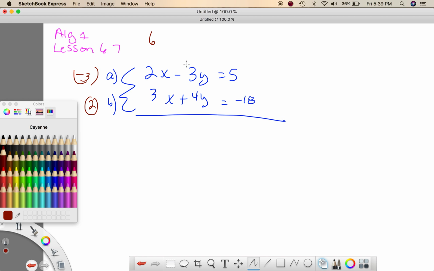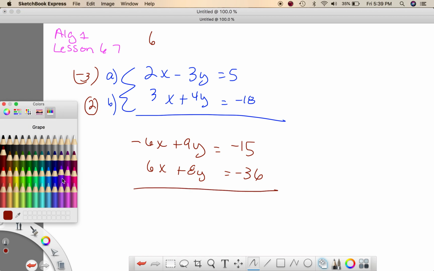So remember, I distribute to the entire equation. So I get -6x plus 9y equals -15. Then I get +6x plus 8y equals -36. So now I'm going to add the two equations, and this cancels to 0. This is 17y equals, let's see, -51. Then I divide both sides by 17, and I get y equals -3.